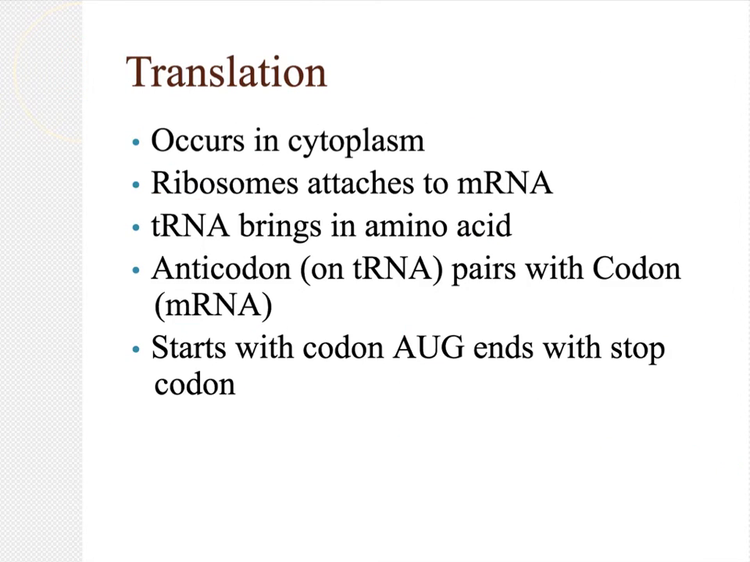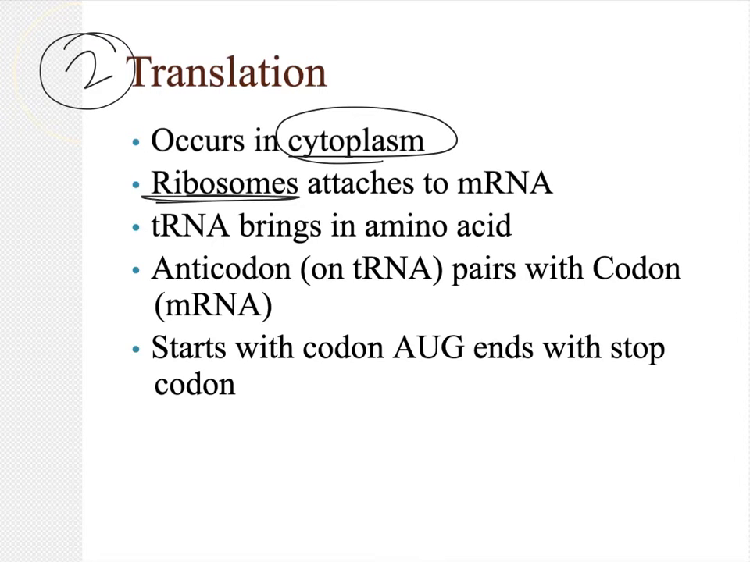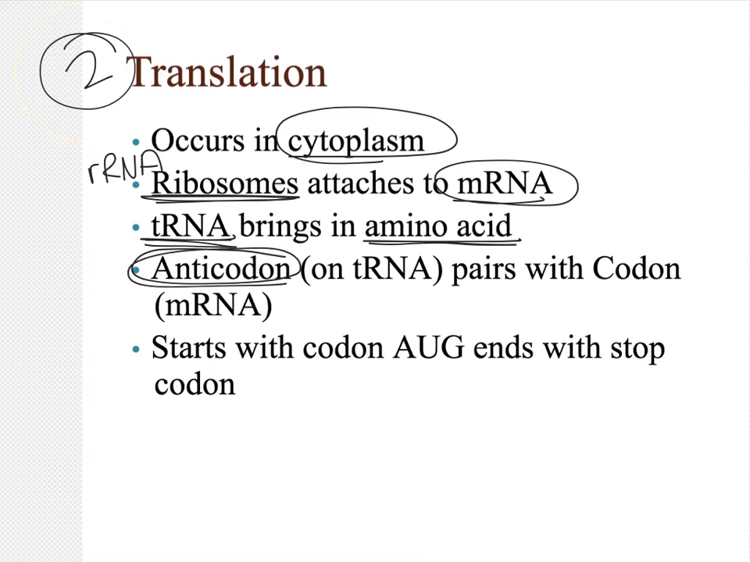Step 2, like I said, is a little bit more complicated. So what do you need to know? You need to know what happens in the cytoplasm. You need to know that the ribosome attaches to the mRNA. This is our ribosomal RNA. And that a tRNA, a transfer RNA, brings an amino acid. I showed you how they match up. The part on the tRNA is called an anticodon, and the part on the mRNA is called the codon.